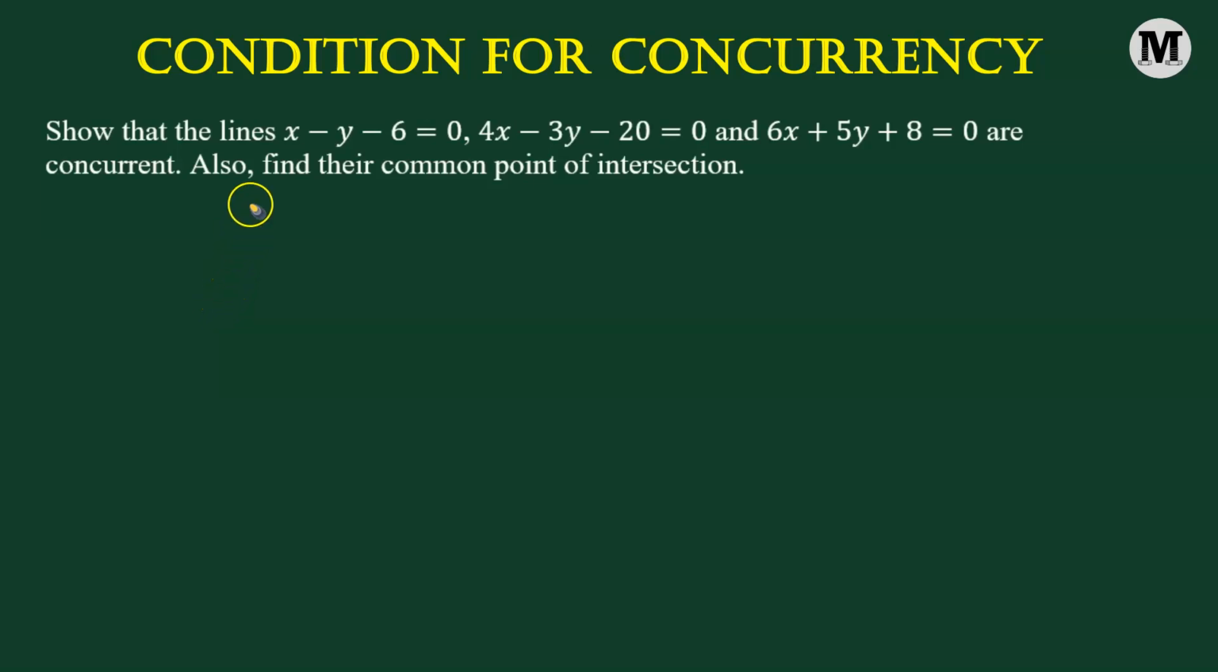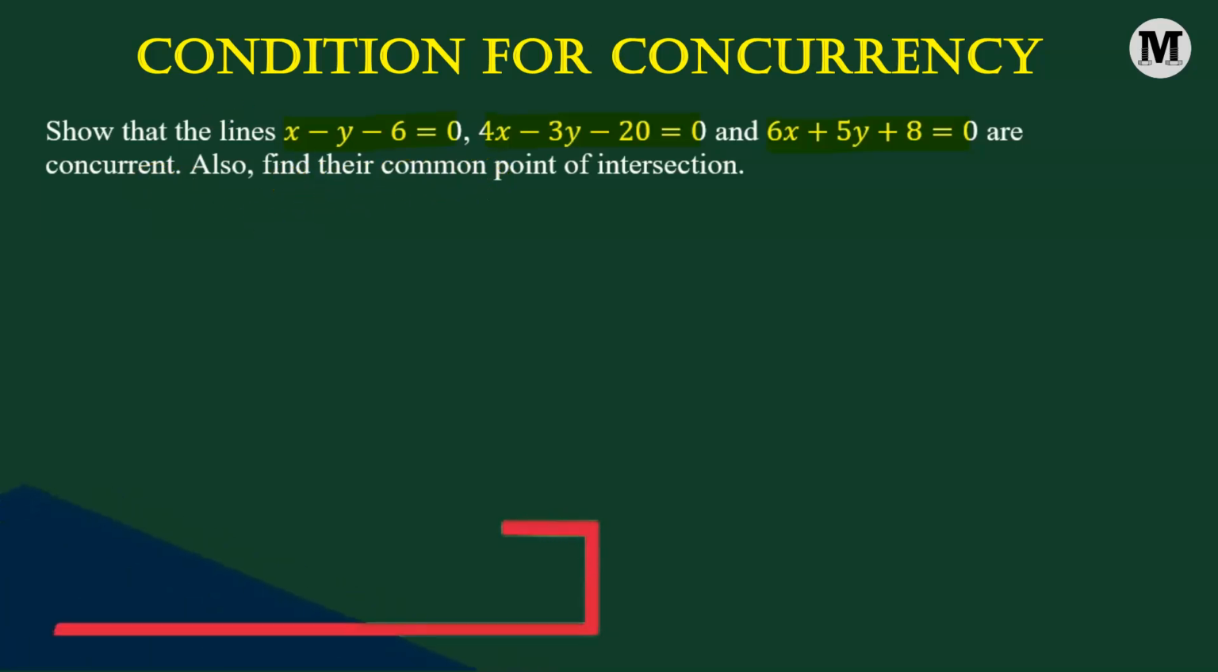So here in this problem, we are being provided with the equation of three lines. We have x minus y minus 6 equals 0. We have 4x minus 3y minus 20 equals 0. And 6x plus 5y plus 8 equals 0. And we need to show that these three lines are concurrent. And also, we need to find out their common point of intersection.